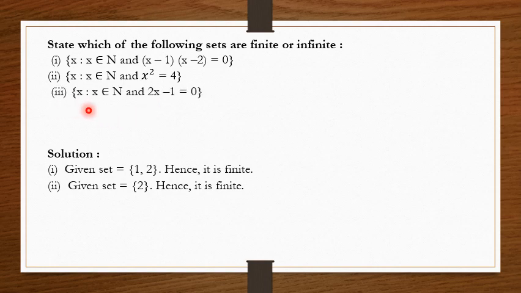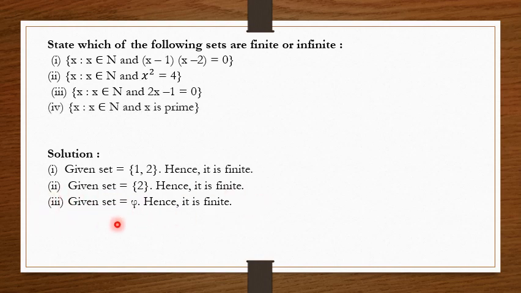Here, the set of x such that x is a natural number and x is the solution of this equation. What is the solution of this linear equation? 2x minus 1 equal to 0, 2x equal to 1, or x equal to 1/2. But 1/2 is not a natural number. So the third set is an empty set. That is, the empty set is also a finite set. So the third set is also a finite set.